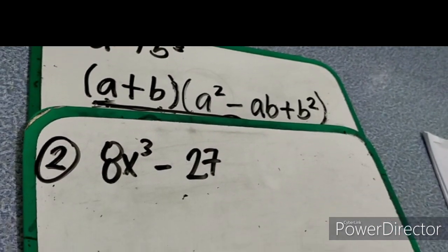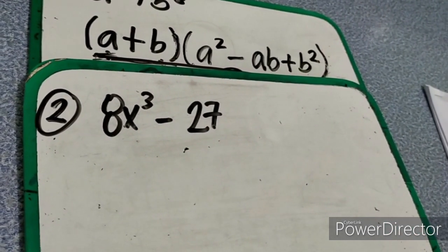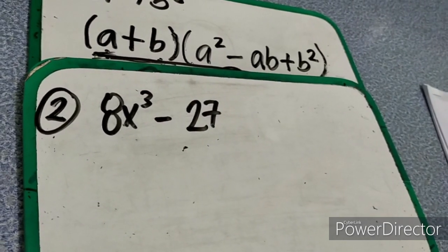Okay, so let's have our second example. For our second example, let's have 8x cubed minus 27.